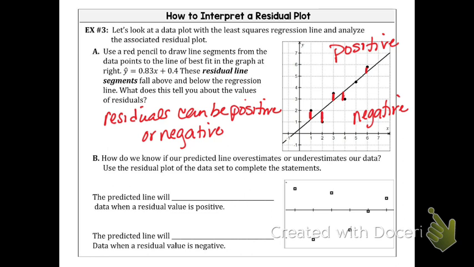All right, so how do we know if our predicted line overestimates or underestimates the data? Use the residual plot of the data set to complete the statements. So the predicted line will blank data when a residual value is positive. If my residual value is positive, that means it's higher, which means the predicted line is lower, so it's going to underestimate. And then the predicted line will blank data when the residual value is negative. If the residual value is negative, that means my actual is below, and so my regression line, my predicted line, is above it, so it's going to overestimate the data.